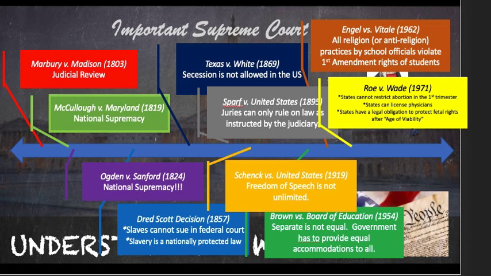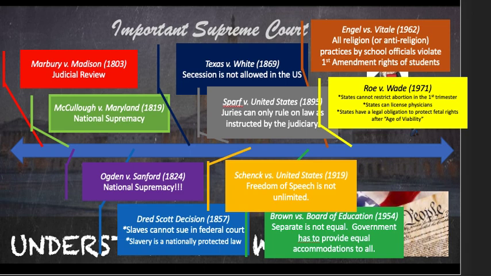Next one talked about a lot in our society is Roe versus Wade in 1971. Roe versus Wade found that states cannot restrict abortion in the first trimester. Now, important again to recognize, because a lot of times people talk about abortion and they talk about Roe versus Wade as though it made all abortions illegal. Roe versus Wade actually did not do that.